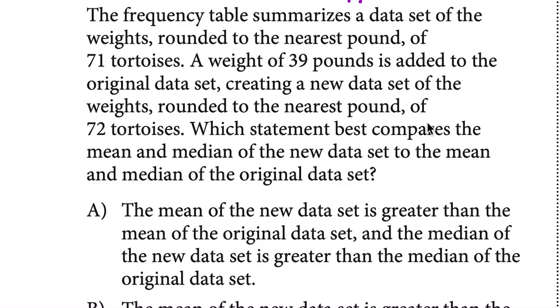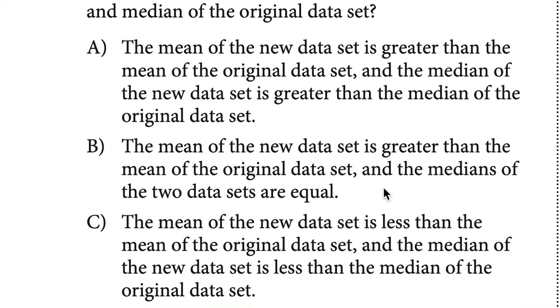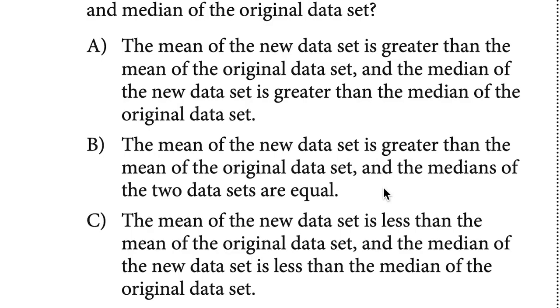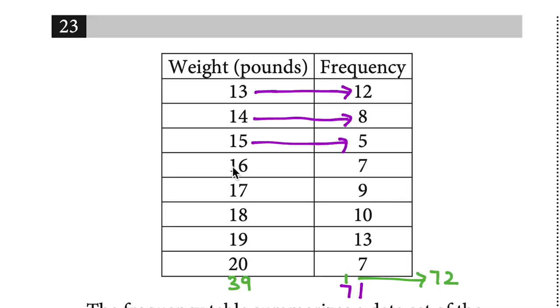So we have to find out which statement best compares the mean and median of the new data set as compared to that of the older one. All the options are like greater than or less than. So let's see what happens to the mean first, and then we will see the median. What is mean? Mean is equal to, this is the symbol for mean, I am finding it for the older one, sigma of xi over the sum of frequency, which is 71.